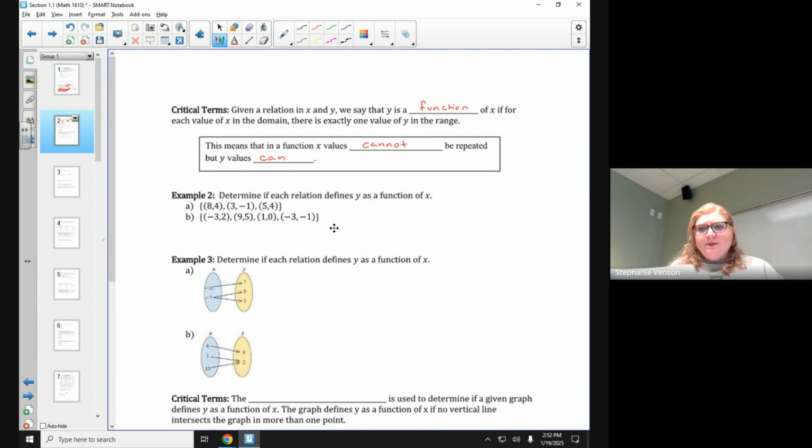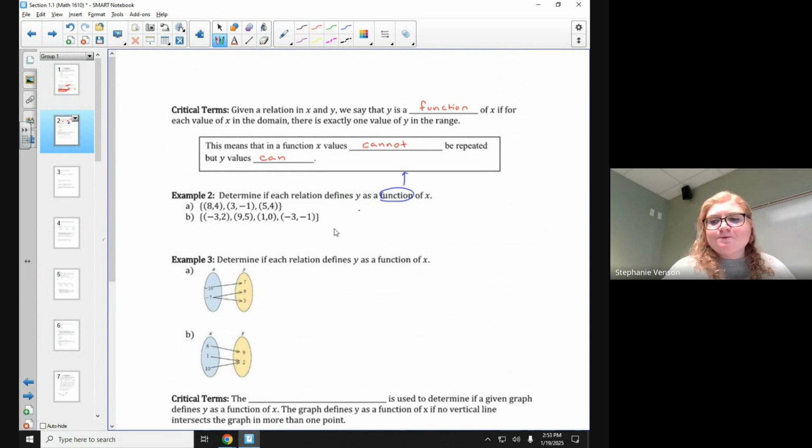So let's take a look at example 2. It says, determine if each relation defines y as a function of x. So this keyword tells me to reference this box. I want to make sure that for the set of ordered pairs in A and the set of ordered pairs in B, those are functions, meaning that no x values repeat.